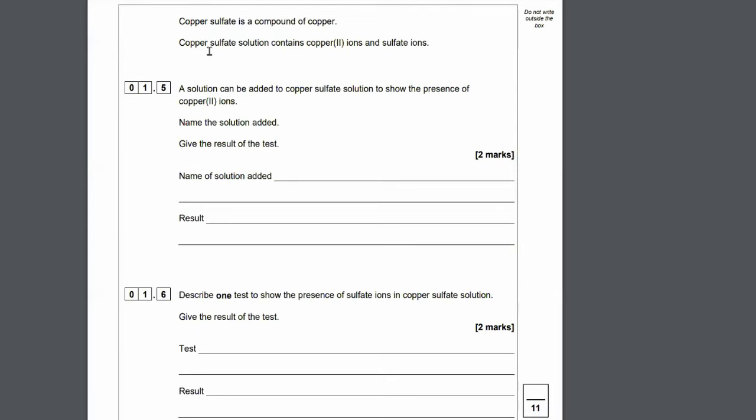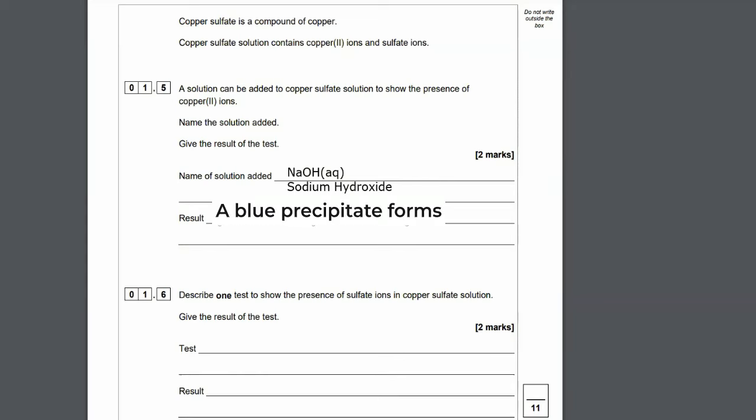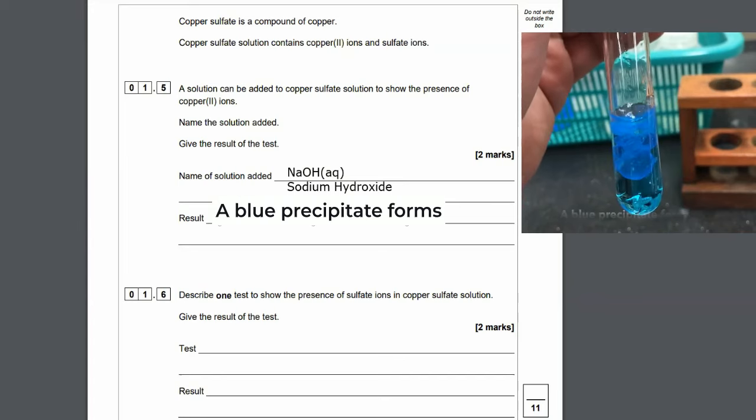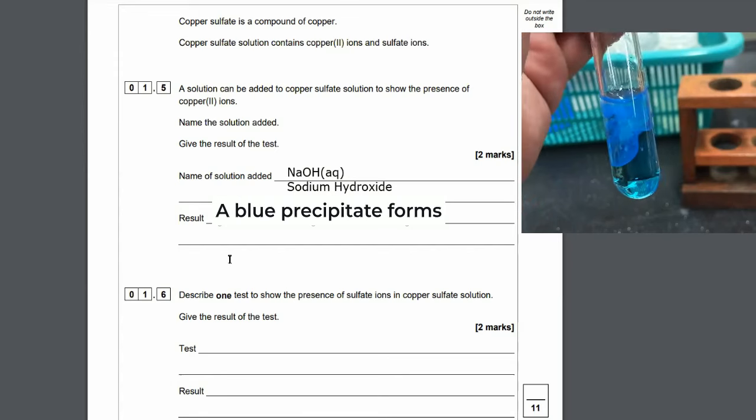Now 1.5, a solution can be added to copper sulfate solution to show the presence of copper 2 ions. Name the solution, give the result of the test. Right, well, the name of the solution is sodium hydroxide. This is the one we use to identify some metals, and we get different precipitates. And the result with copper 2 ions is a blue precipitate. A blue precipitate is basically a solid forming within a solution, and you can see one here.